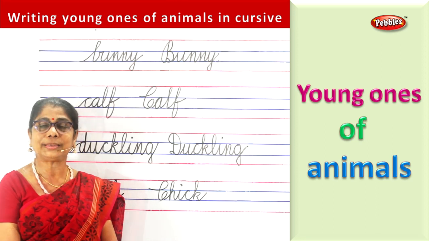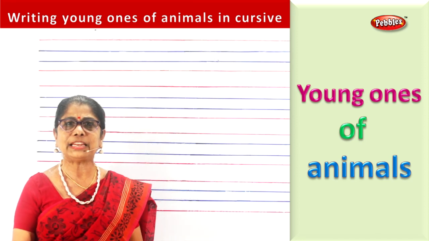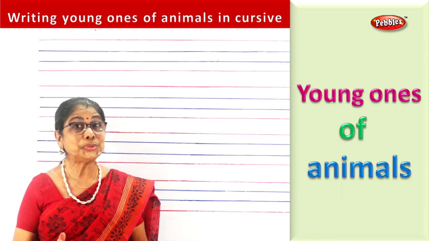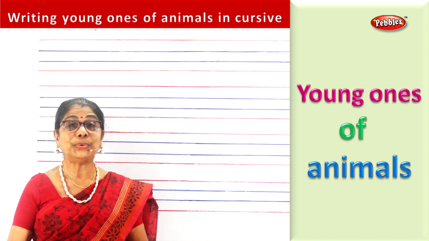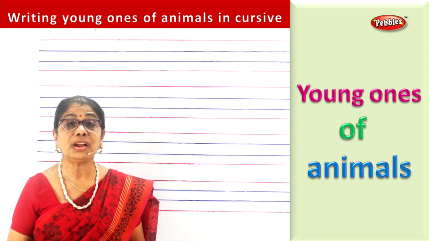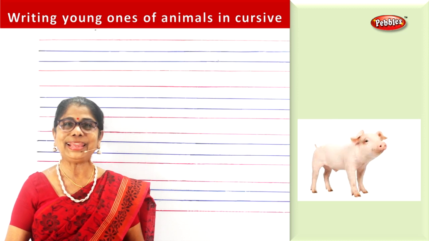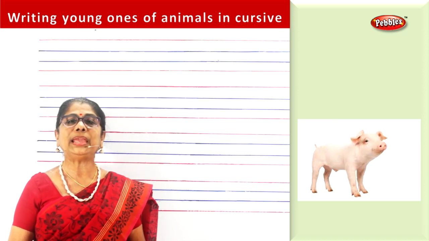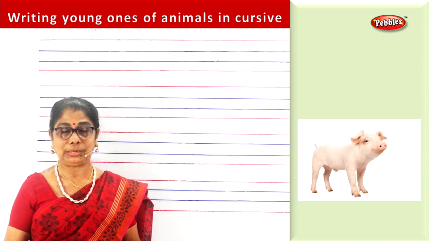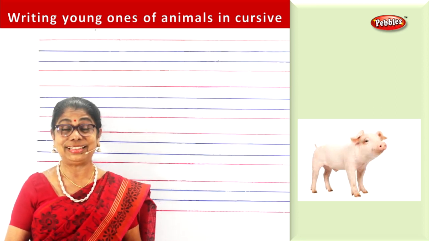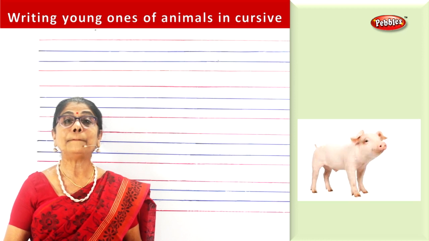C-H-I-C-K, chick. Let's take another set of babies. Now, I'm sure you know an animal that grunts. Which animal grunts? Piggy, yes. What is the baby pig called? Piglet. That's very good. Spell piglet.